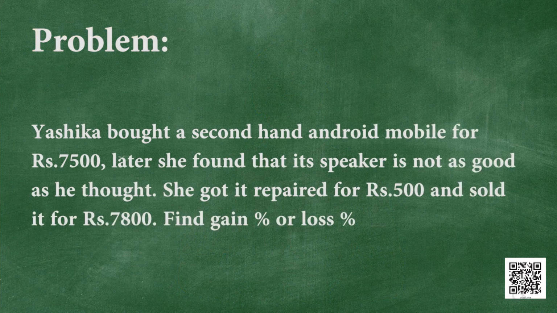So, now let's try to take up another problem. The problem goes like this. Yashika bought a second-hand Android mobile for rupees 7500. Later, she found that its speaker is not as good as she thought. She got it repaired for rupees 500 and sold it for rupees 7800. Find gain percent or loss percent.